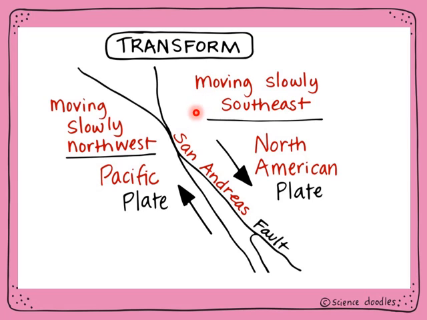Here's a transform boundary, and this one is showing you what's happening in California, in the Los Angeles area, San Francisco area for the San Andreas Fault. So this is the Pacific Plate, which a little bit of California is on, and it is moving slowly to the northwest. And the North American Plate, which most of California is on, is moving slowly southeast. So it's moving in the opposite direction. Where those two plates meet along this area is where we have a lot of earthquakes because the plates are sliding past each other.